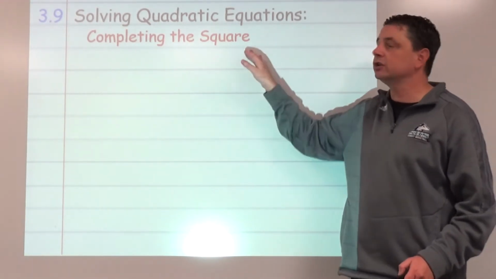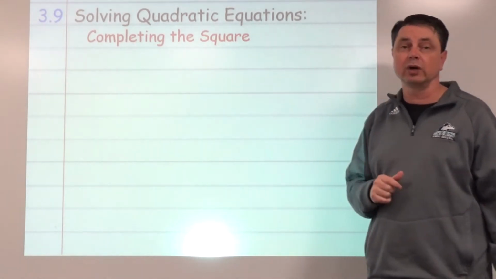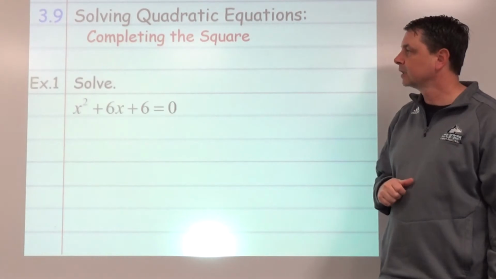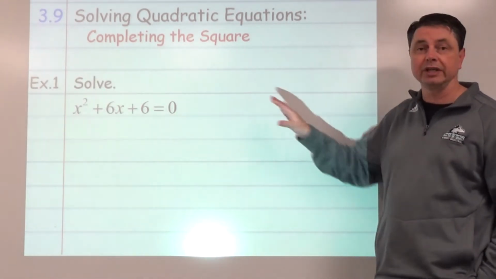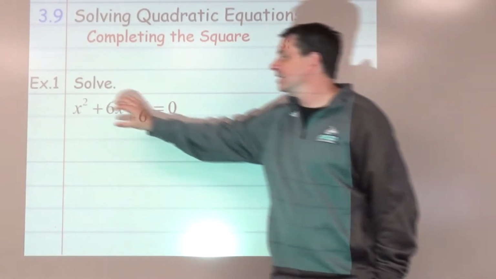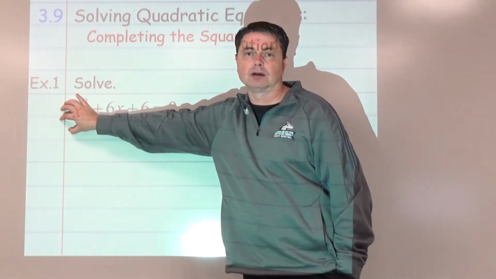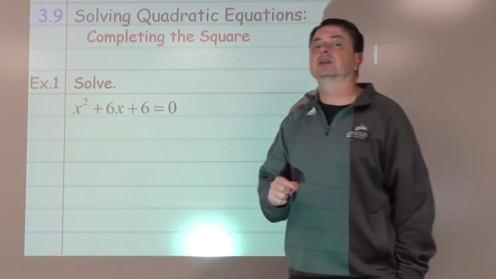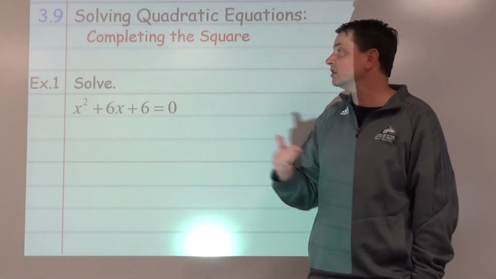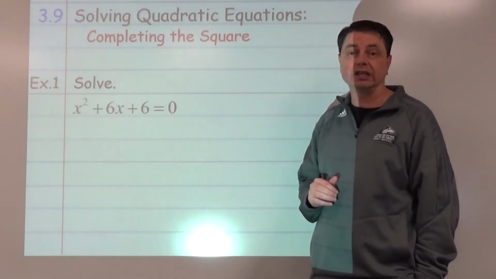Now, we've learned how to do the skill work for completing the square in a previous lesson. Example number 1. Here's what makes this good for completing the square. It starts with just plain x squared, and the b part is even. That's critical, because if those are the cases, completing the square should be pretty easy to do.